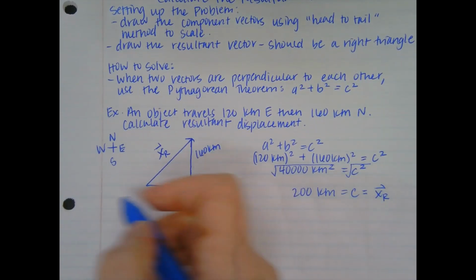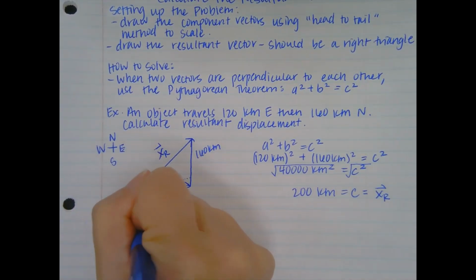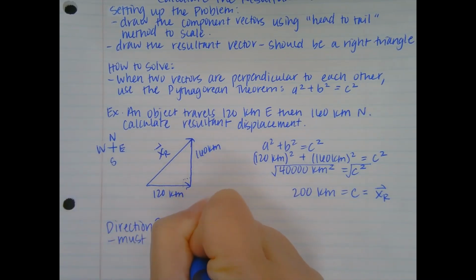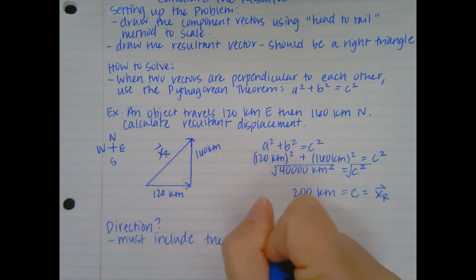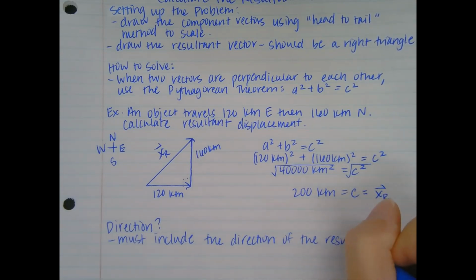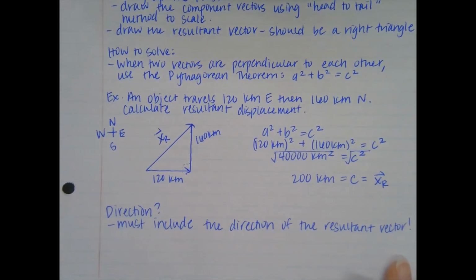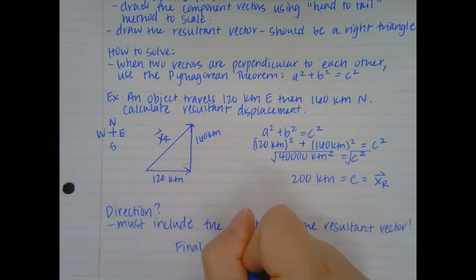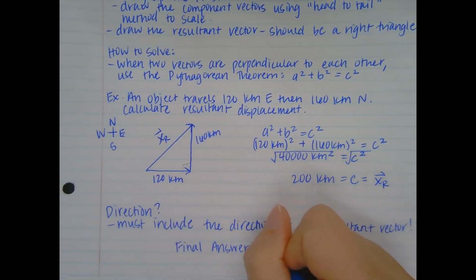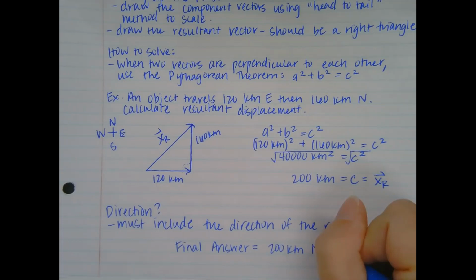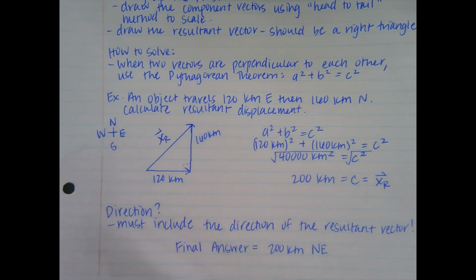So don't forget though, when we're solving these problems, we need to have a direction. So we must include the direction of the resultant vector. So for this question, our final answer is 200 kilometers northeast, because it's just between the north and the east.